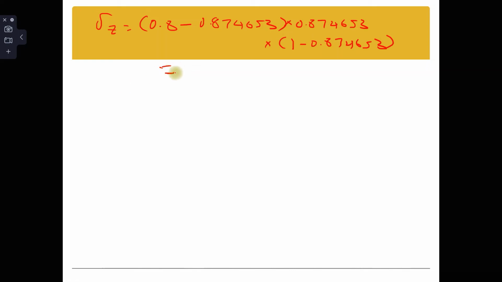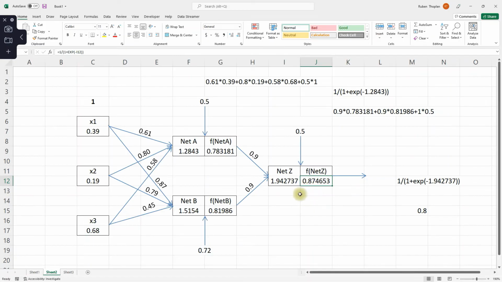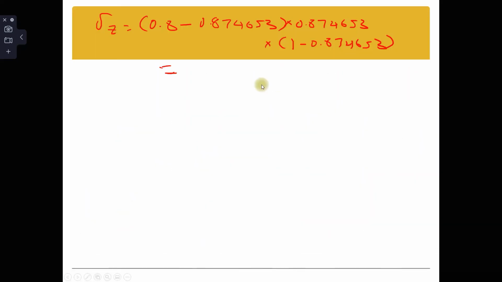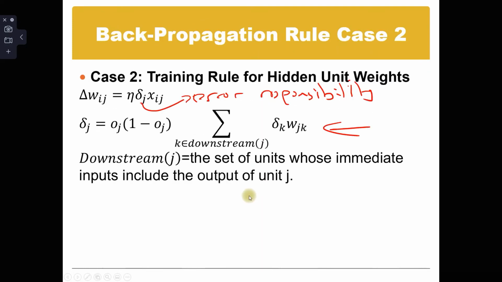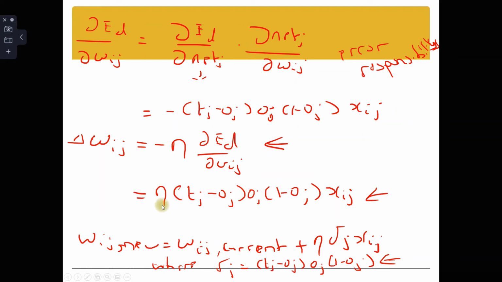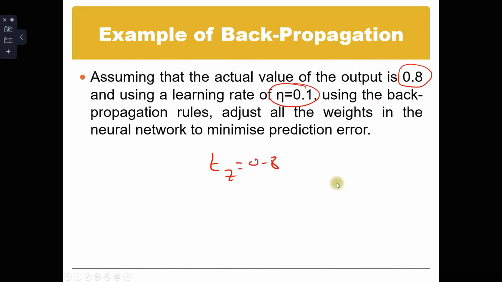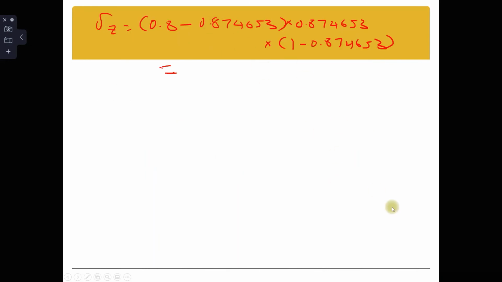All right, you will need to do that part here to obtain the first error responsibility that will be assigned to this node here. And when you've got that part done, the next step would be to multiply it by eta, multiplied by xij. That will give you the change in the weight. Of course, xij would be the input that you have for a particular weight at a particular point in time. So let's get into that in a moment, but let's compute the error responsibility first.